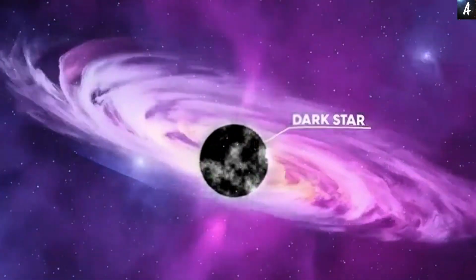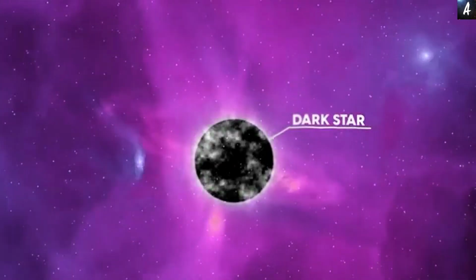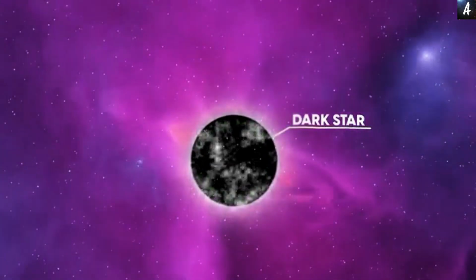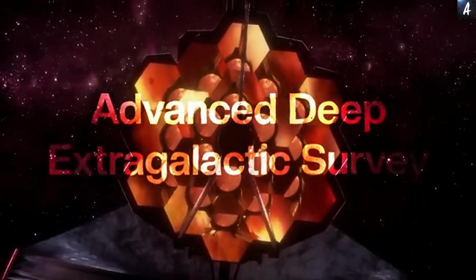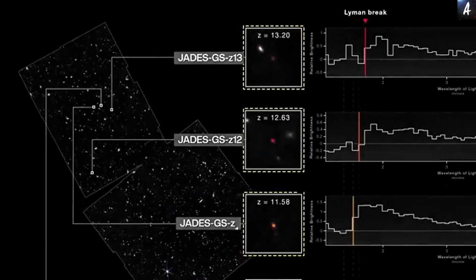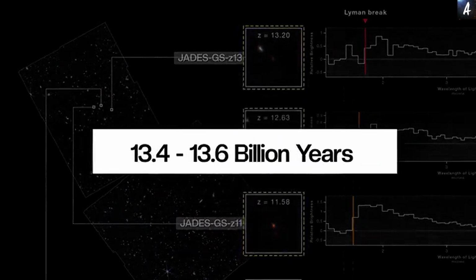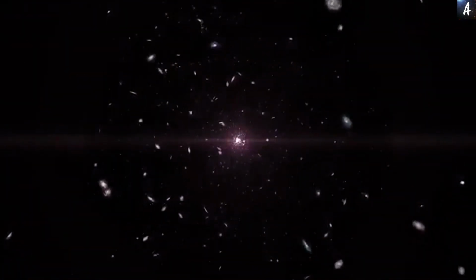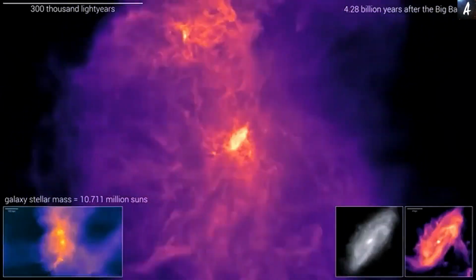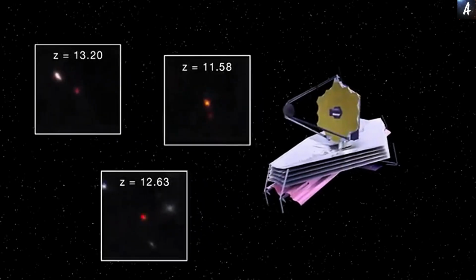Until James Webb Space Telescope, JWST, stepped in. Last year, JWST discovered 3 strange galaxies. Aged between 13.4 and 13.6 billion years, just 200 million years after the universe began. Huge red flag, because galaxies aren't supposed to mature that fast. Catherine's team suggested that maybe these weren't galaxies at all. Maybe these were dark matter stars.